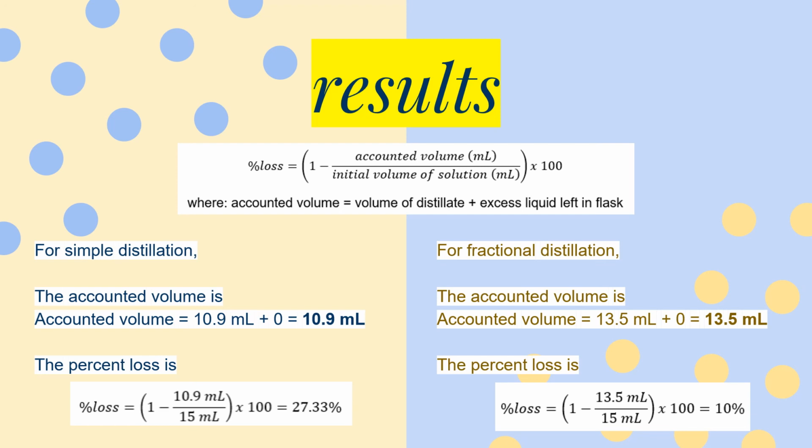the volume of the distillate collected was added to the amount of liquid left in the flask. The percent loss was then computed using the equation: percent loss is equal to 1 minus the accounted volume over the initial volume of the solution, times 100. In simple distillation, 10.9 ml of the initial volume can be accounted for, and the calculated percent loss is 27.33%. While in fractional distillation, 13.5 ml of the initial volume can be accounted for, and the percent loss is 10%.